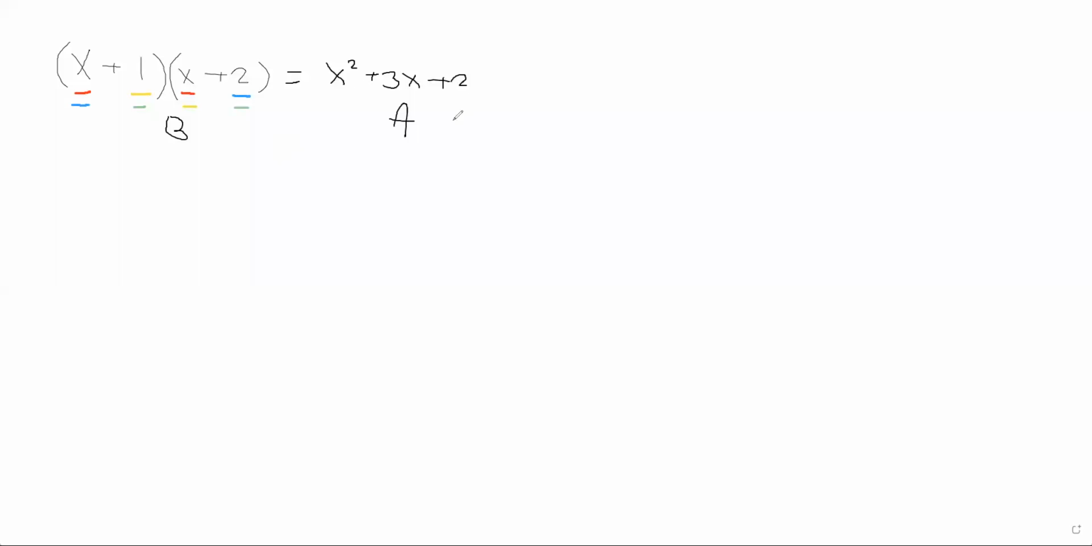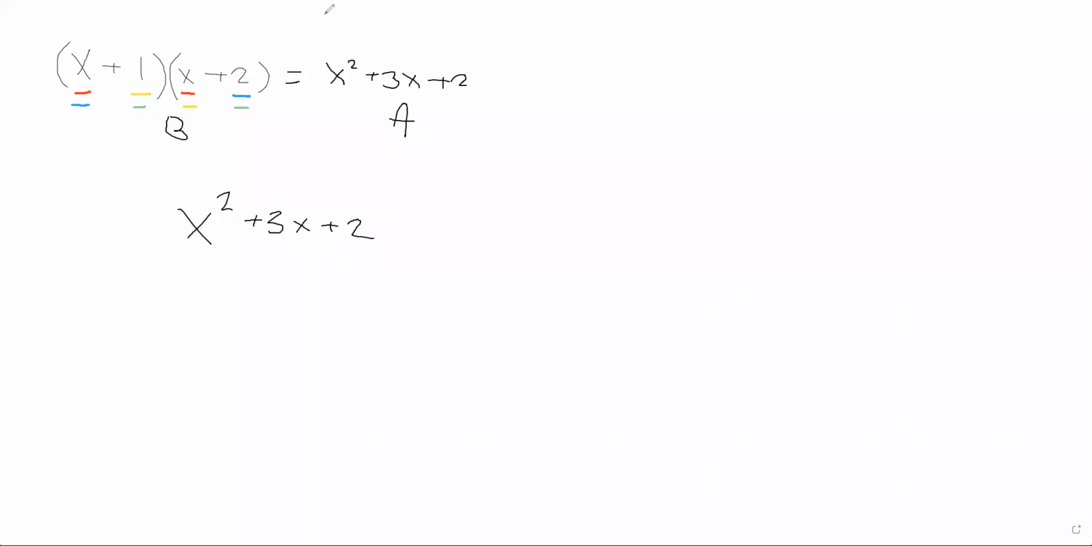So let's work backwards. Let's say we're given point A. Let's say we're given x squared plus 3x plus 2. So how the heck do we go from this to that? They look nothing alike. I am so glad you asked. What we do now is we want to factor this.